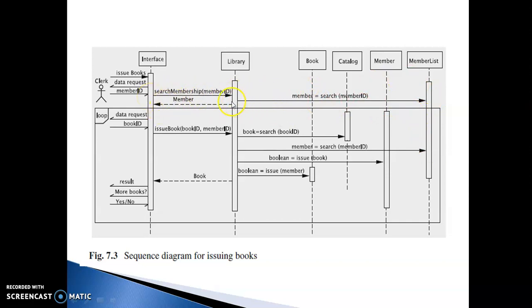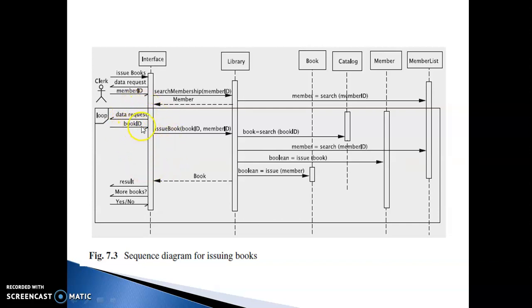Otherwise, if you are not a member of a library, then you cannot issue books from the library. That's why it will first see the member list and confirm whether you are a member of the library or not. If you are a member, then you can go for the loop. Loop means you can issue the books, and then you can give the data request with what book you want to issue. So that comes next.